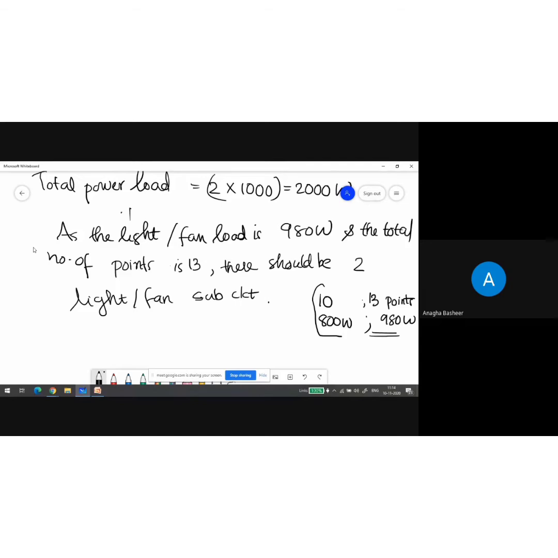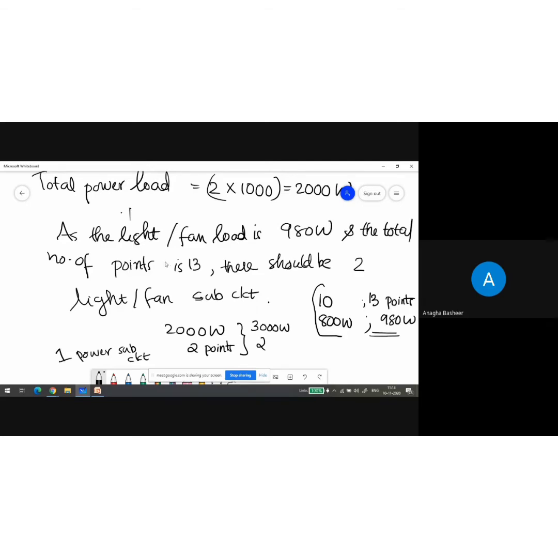Here for the power load, it is 2000 watt, right? 2000 watt and 2 points. That is 2 power plugs. Here 2 points are there, then maximum is 3000 watt. So here we have to consider only one power subcircuit. So the first stage is to identify the number of subcircuits. For light and fan we have 2 subcircuits, and for the power subcircuit, we have only one subcircuit.